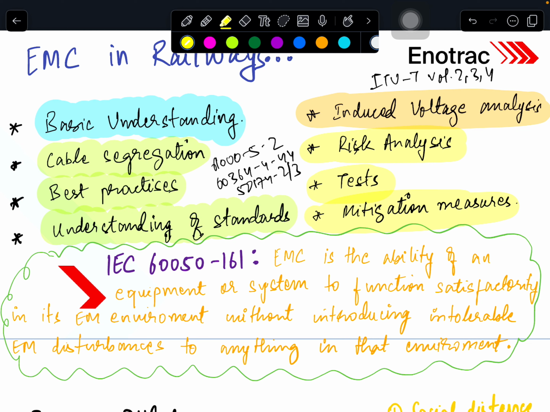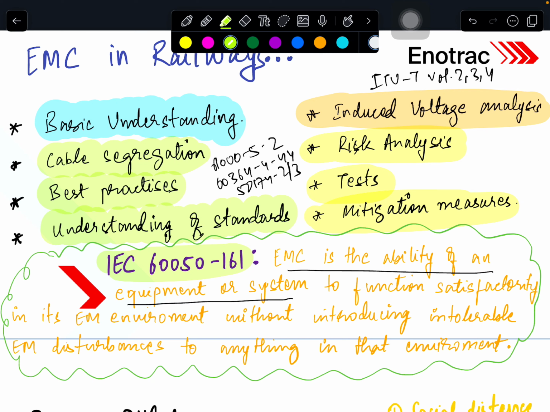Now let us start with this chapter or this lecture, which talks about basic understanding of what is EMC. Now, as per the definition provided by the standard, which is IEC 60050-161, it tells us that EMC is the ability of an equipment or a system.